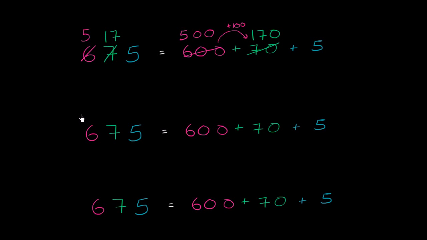Now, we could keep doing that. We could regroup some of the value in the tens place to the ones place. For example, we could give 10 from the tens place and give it to the ones place. So let's take 10 away from here. That becomes 160. This becomes 16. And let's give that 10 to the ones place. What does the ones place now become? 10 plus 5 is 15. So this 5 is now a 15.